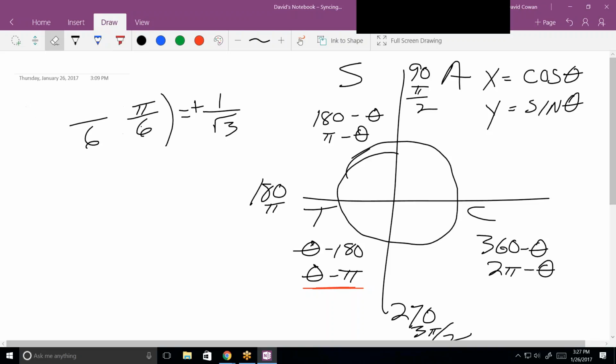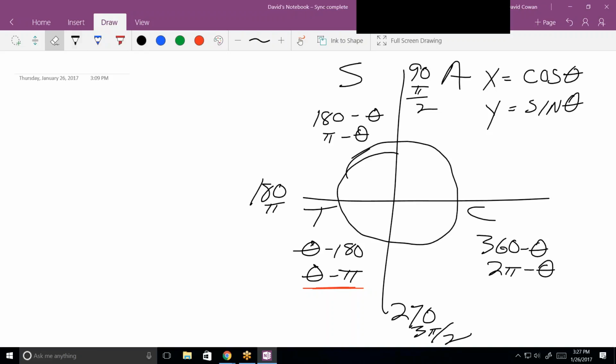Okay, I see how that goes. And I just always do it that way. There are different ways to look at this, but I figure out the absolute value first, and then according to All Students Take Calculus, it's easy enough to figure out whether it's plus or minus.